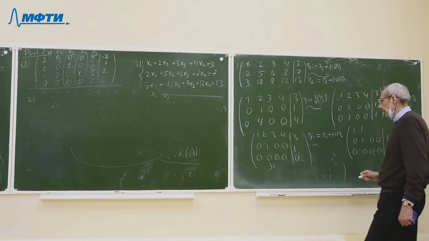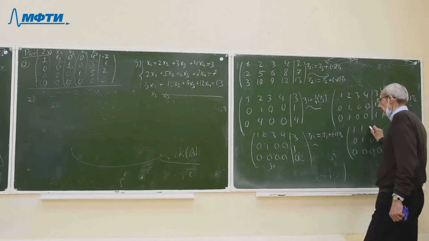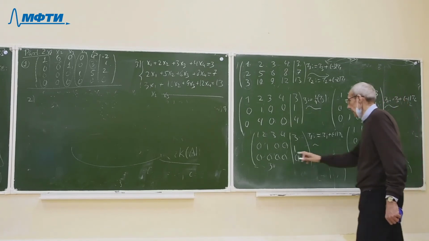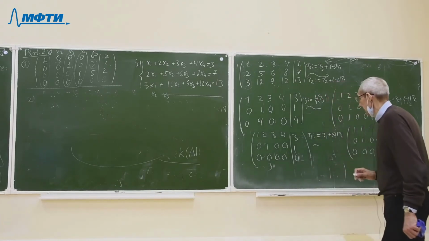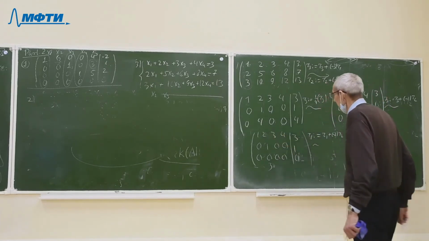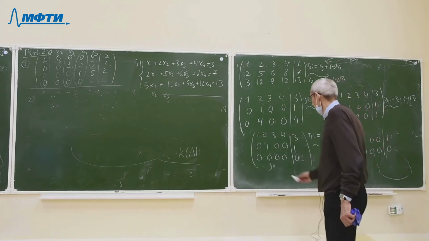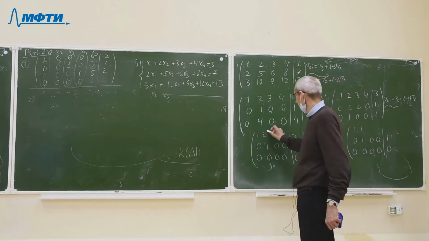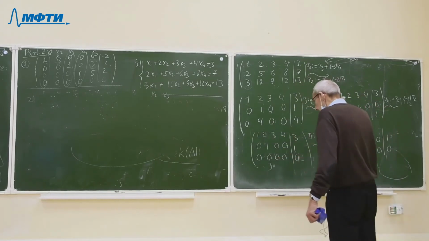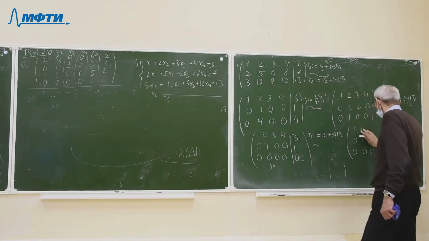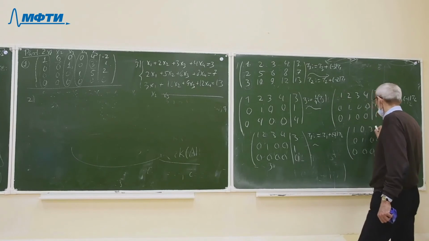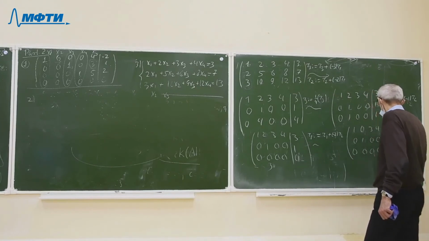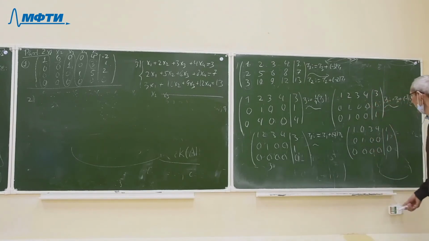We obtain, I'm sorry, minus 2 R2. If we want to obtain on this place 0, minus 2 plus 2 is 0, 3 4 1, and we obtain the echelon form.